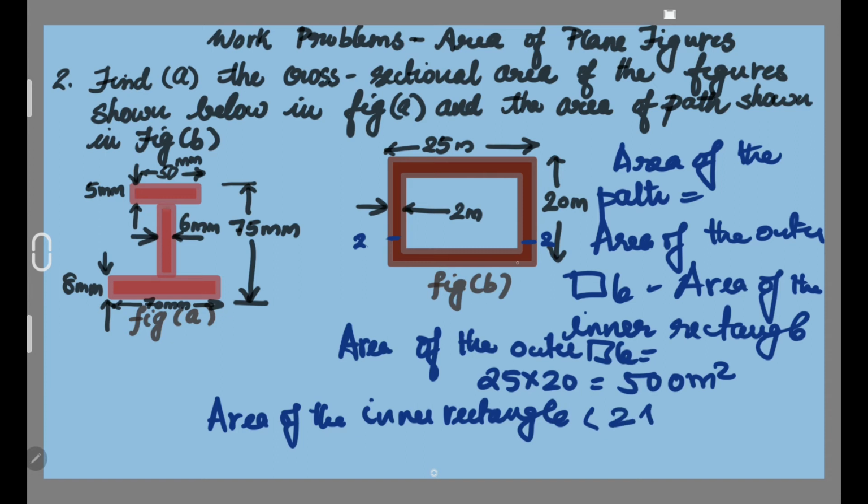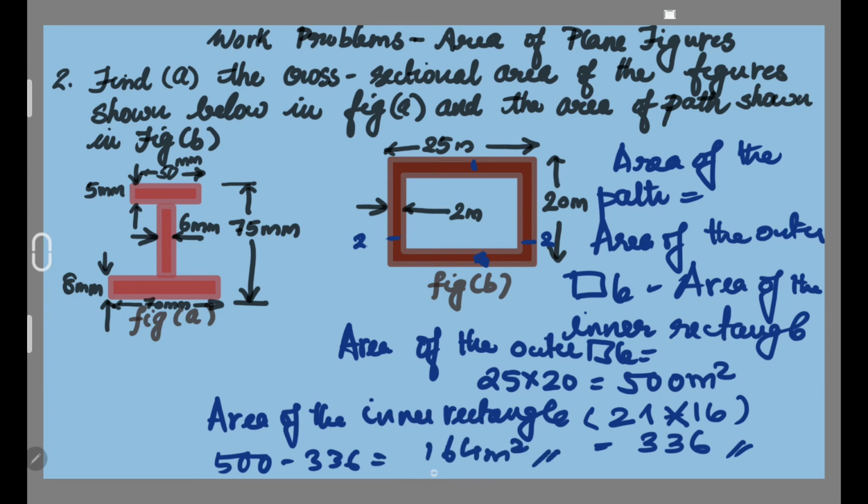Similarly, to get the width of the inner rectangle, if you subtract 2 meter from each side of the outer rectangle width, you will get the width of the inner rectangle, that is 20 minus 4, and that is 16. So 21 into 16 will give you the area of the inner rectangle, that is 336. So the area of the path is 500 minus 336, that is 164, that is 164 meter square. I hope it's clear.